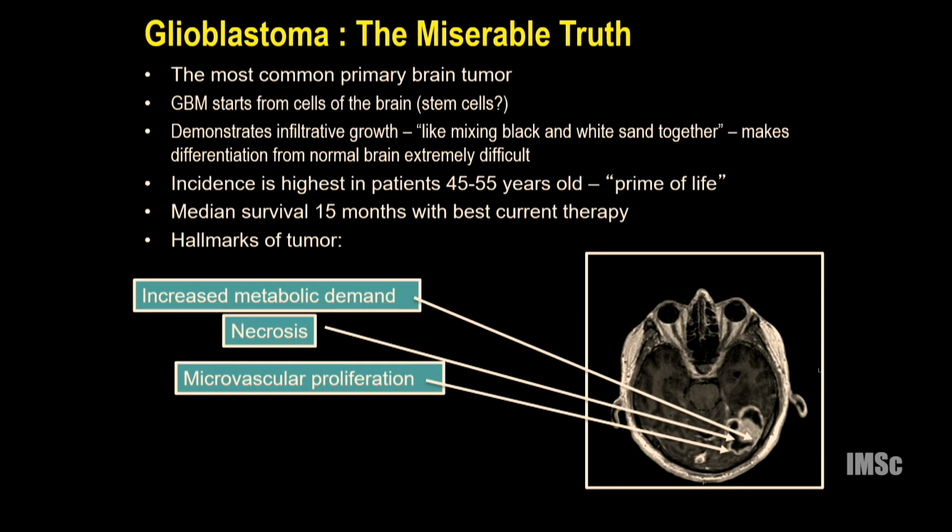So coming to one of our model systems, our model cancer that we study, that's glioblastoma. Glioblastoma is one of the primary brain tumors. It generally starts from cells of the brain. There's still a question whether it starts through stem cells. Is there a neural progenitor for that? It generally demonstrates infiltrative growth, so it's like mixing black and white sand together, and hence it's very difficult to diagnose this disease, and it makes it difficult to treat this disease. Some of the hallmarks of this tumor are increased metabolic demand, necrosis, and microvascular proliferation, and that's why it makes a very good model for us to study metabolism.